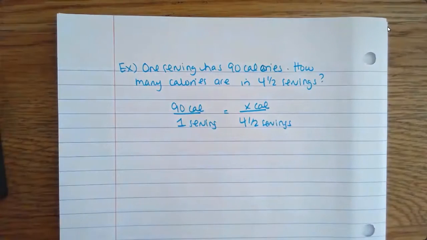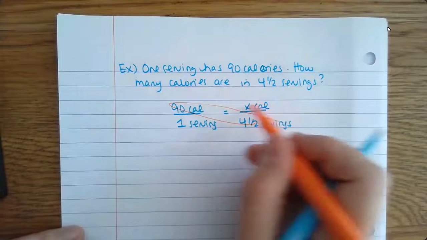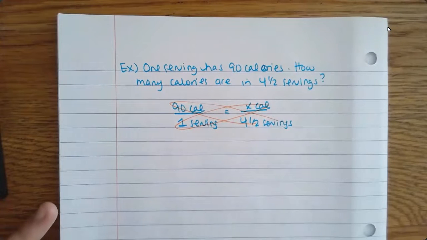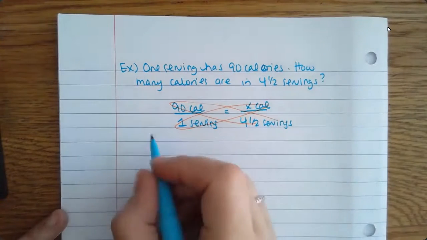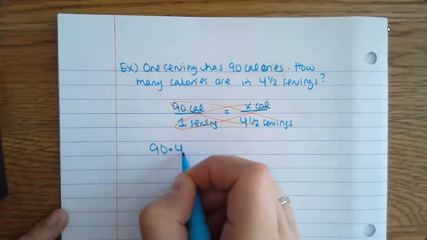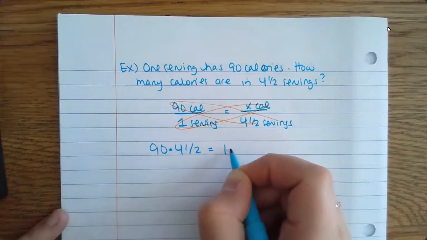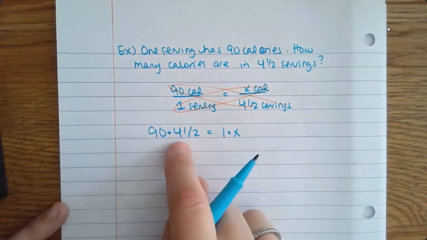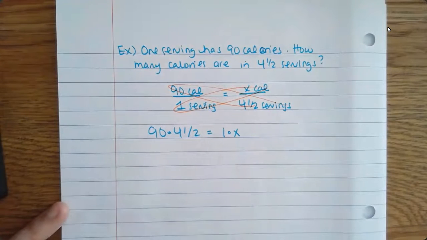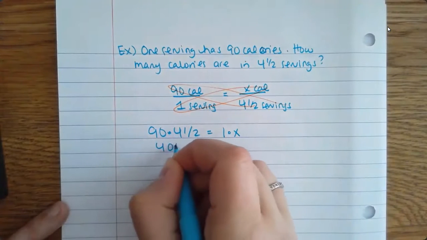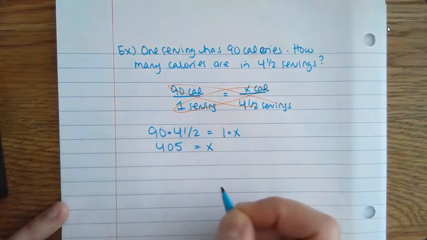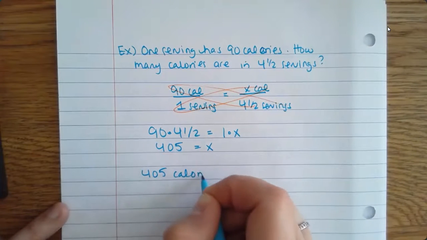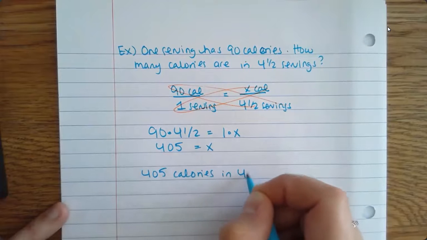So again, we're still using that same strategy. This is one of my favorite strategies. I really like it for when you just have one unknown, just one missing piece. So here we're doing 90 times 4.5, and then 1 times x. Now, 90 times 4.5, again, you can either use the decimal or the fraction form. It comes out nice. You get 405 here. So the answer would be that there are 405 calories in 4.5 servings.